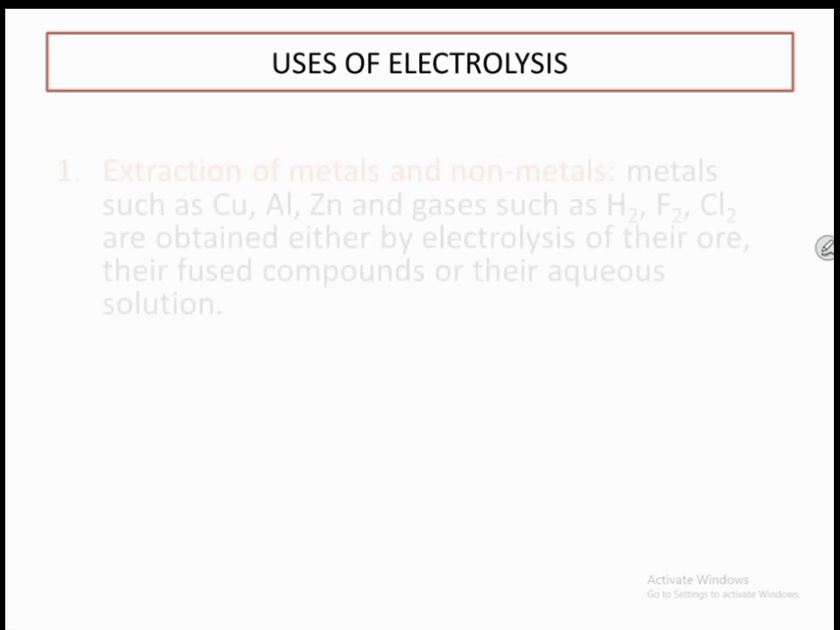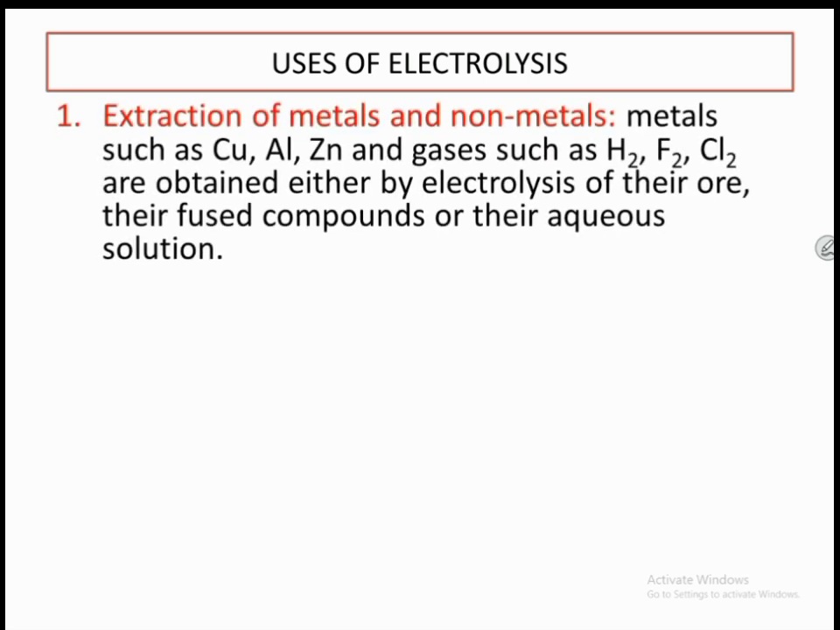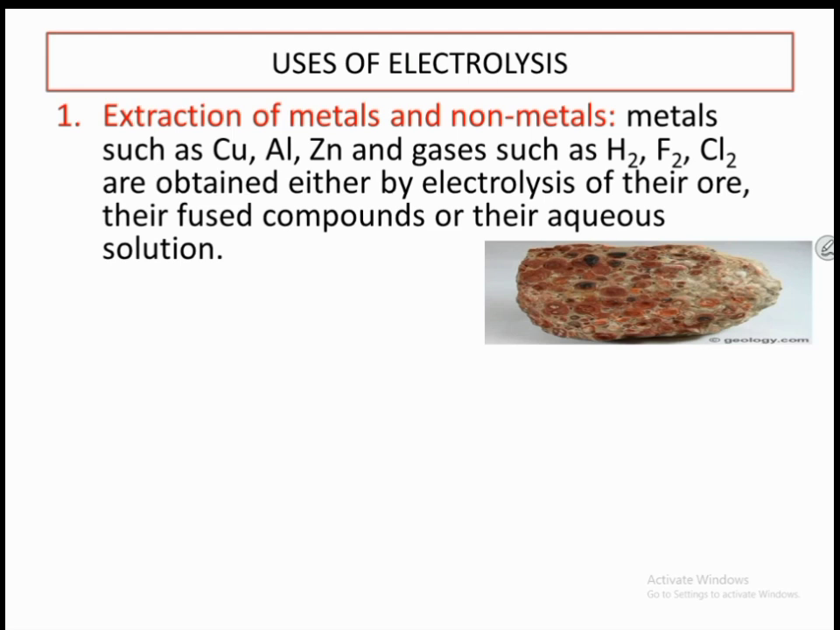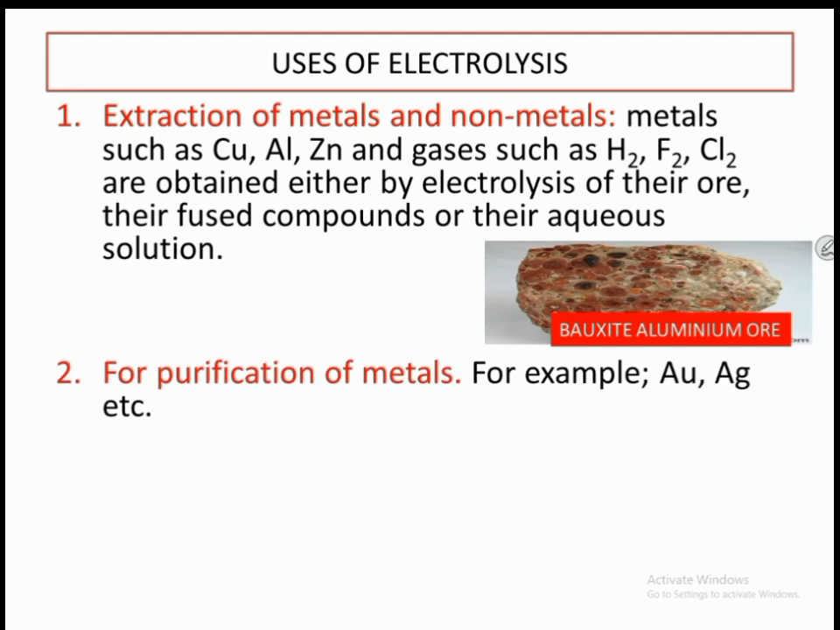Now, what are the uses of electrolysis? Number 1, extraction of metals and non-metals. Yes, we use electrolysis for extraction of metals from their ores. The ore form of metals is the impure form of metal, the way they are extracted from the earth. So we use electrolysis in their extraction. Extracting aluminium from bauxite is a perfect example. This is actually bauxite. Another use of electrolysis is purification of metals, e.g. something like copper.